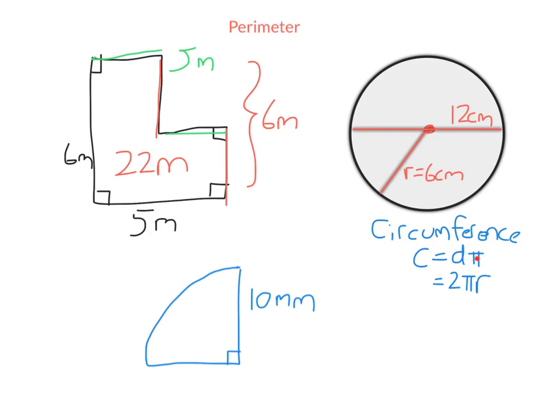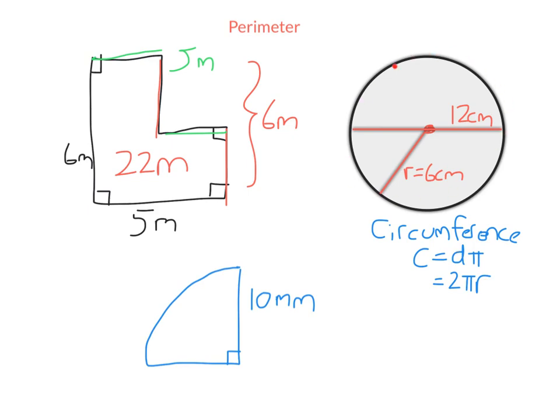Pi is just a number, 3.14159, a button on your calculator. The radius is the distance from the circumference to the center of the circle. The diameter is the distance from one side of the circle to the other through the middle. So the diameter is always double the radius. That's why you can use either of these formulas. That's why there's a 2 here, because 2 times the radius gives you the diameter.